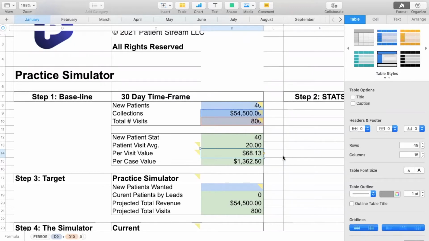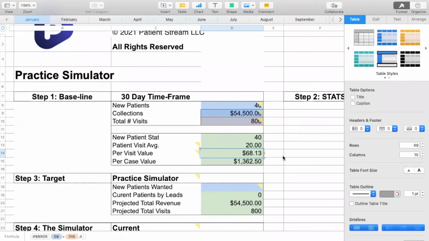The per visit value. Now this is $68. Again, these formulas are something we use for a long time. We know how they work. And if you have questions, go ahead and grab the chat and let me know. But the per visit value means that on average, when a patient comes in, you're averaging about $68.13 in revenue per visit. Now, this is actually pretty low. We would target something closer to $85 and higher. And then the per case value, again, you get a new patient. What's it worth? Well, in this case, the data shows that a new patient is worth $1,362.50. For chiropractic patients, we like that case value to be over $1,500.